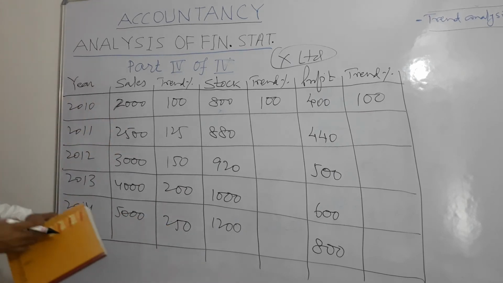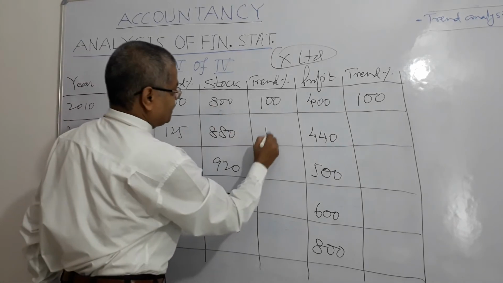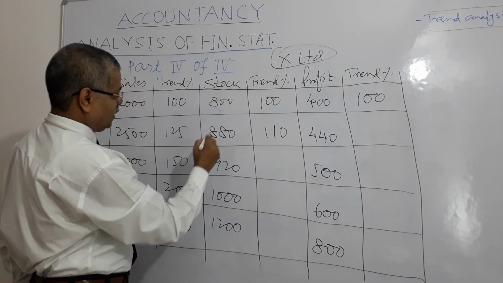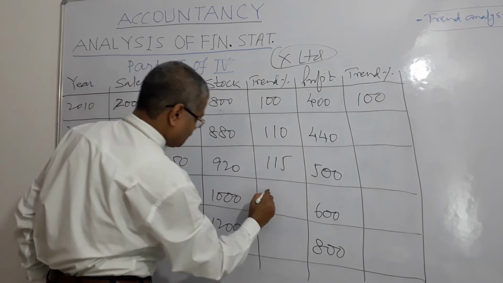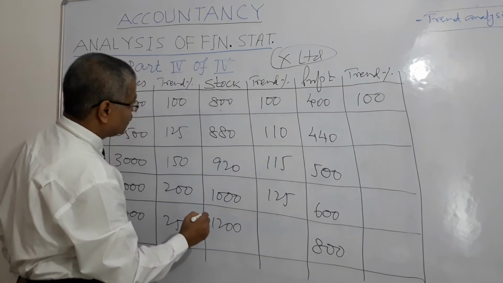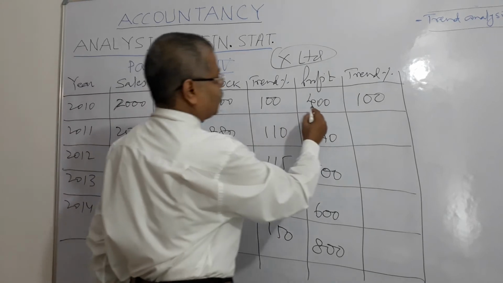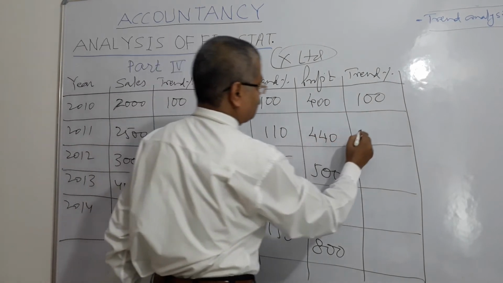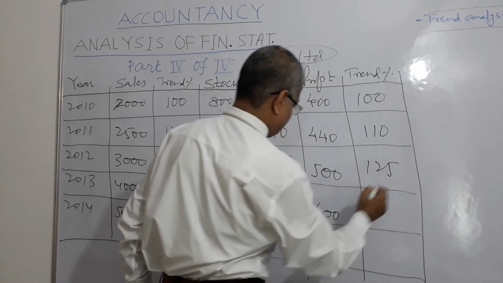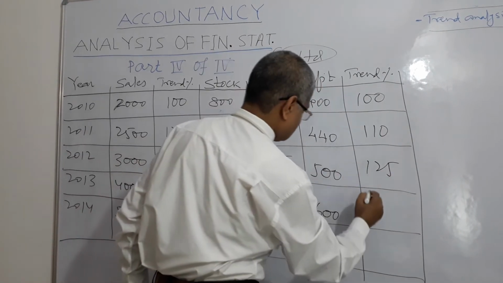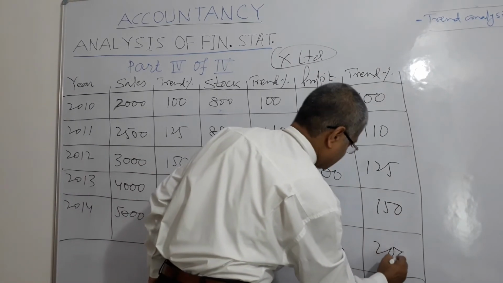Right? Then 800 is equal to 100%. So 880 is 110%, 920 is 115%, 1000 is 125%, 1200 is 150%. Right? 400 is equal to 100%. So 440 is 110%, 500 is 125%, 600 is 150%, 800 is 200%. Right?